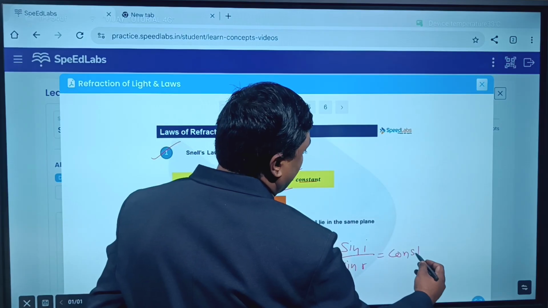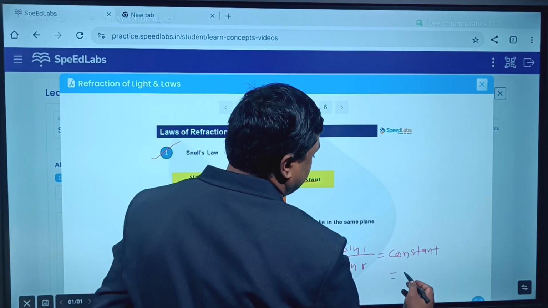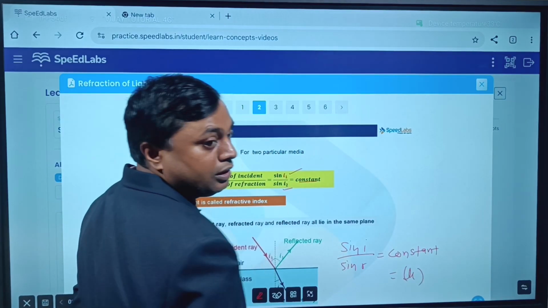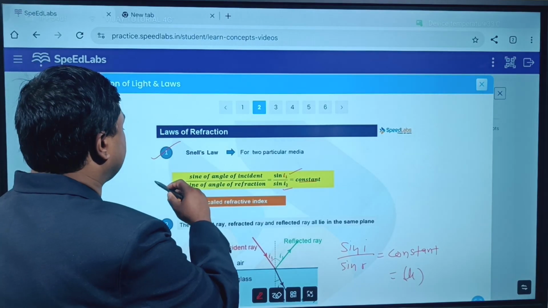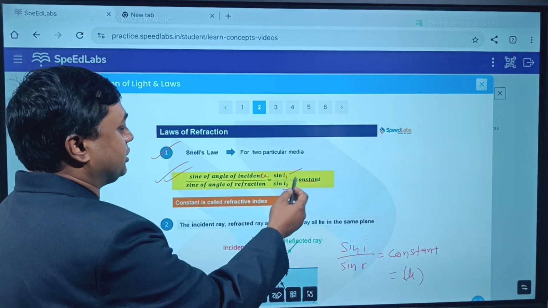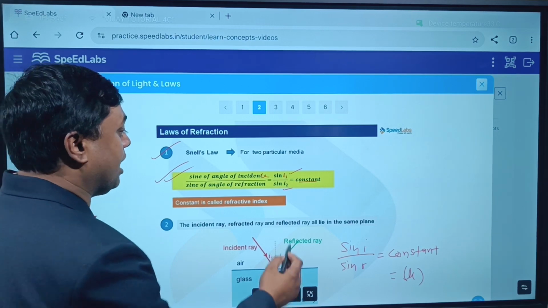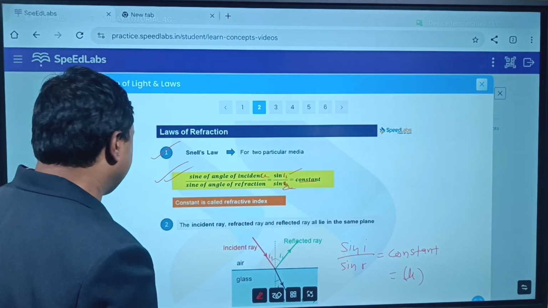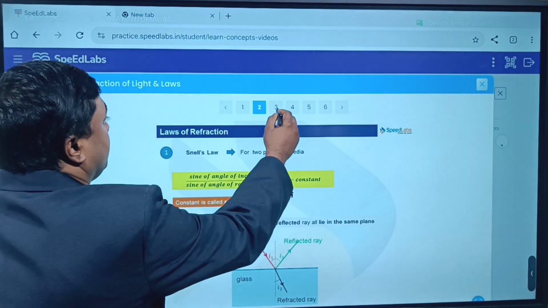This constant is also called the refractive index, represented as mu. So this law is also called Snell's law. The ratio of the sine of the angle of incidence to the sine of the angle of refraction is a constant. Sine i by sine r is a constant. Is it clear?